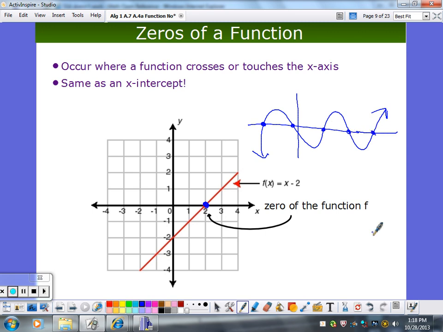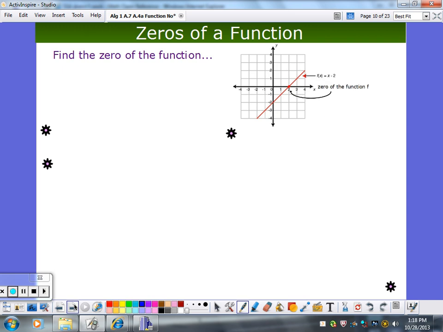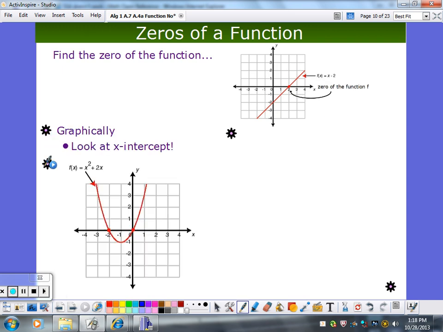Easy peasy. What's the y value for all those points? What's the y value for all those zeros? I could also say what? f of x equals 0. To find the zero of a function, they occur where f of x, the function itself, equals 0. So if you have a picture, it's quite easy. You'll look at the x-intercept.